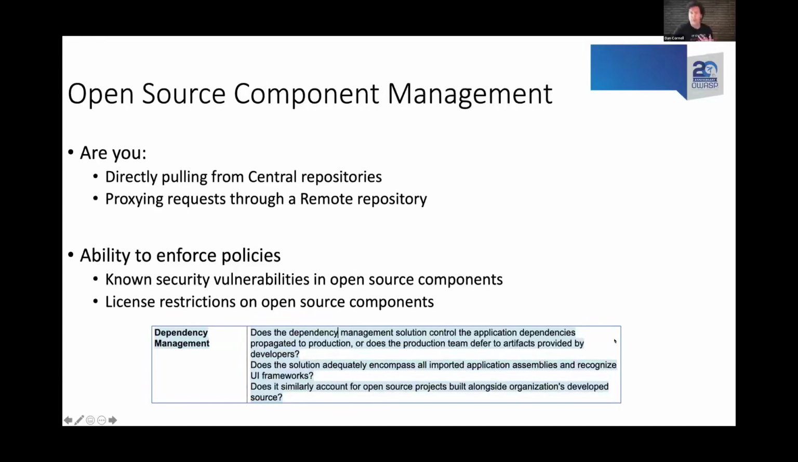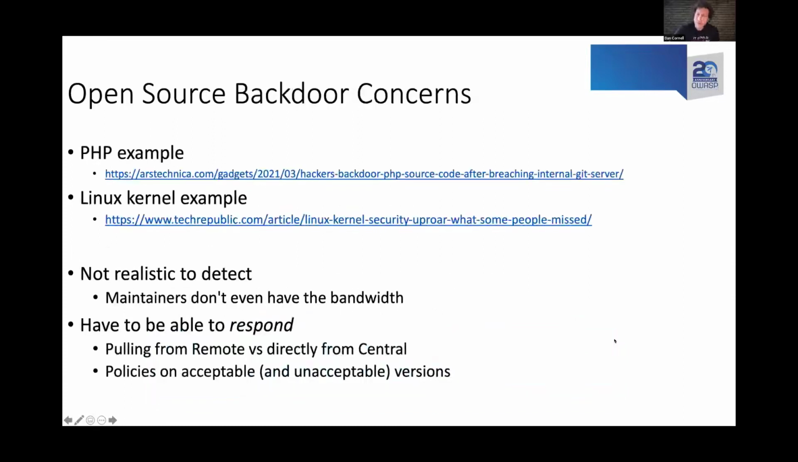And again, if you're pulling directly from central repositories, there are a number of products out there that'll give you some control over this. A lot of organizations we talk to have concerns about open source backdoors. None of them have the resources to actually maintain this or check this themselves, right? Again, concerns with PHP, the Linux kernel example, where people were intentionally submitting security vulnerabilities to write a paper. Come on, jerks.